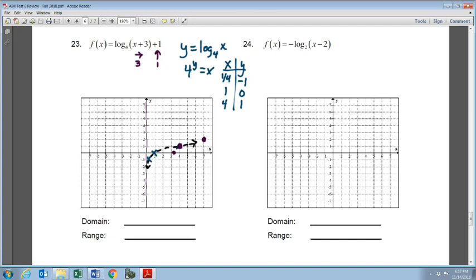Now, when you move right 3, notice the asymptote's going to move right 3. When you move up 1, that's not going to affect the asymptote at all. So we need to put our asymptote right 3, and then there's the graph. So the domain goes from 3 to infinity. Remember, we go left to right, looking at x values, and then the range, lowest to highest, with the logarithmic functions, it's always going to be all real numbers. You can see that here.